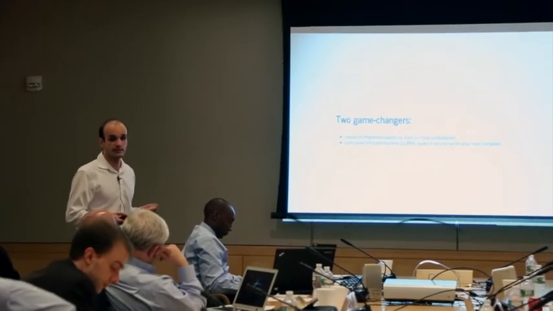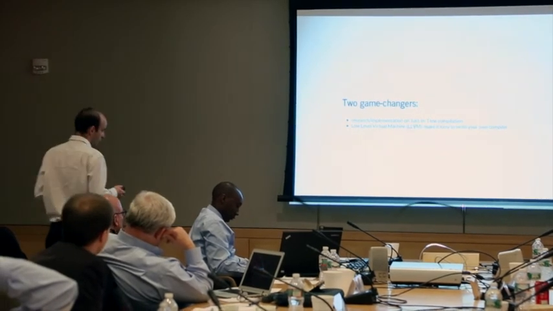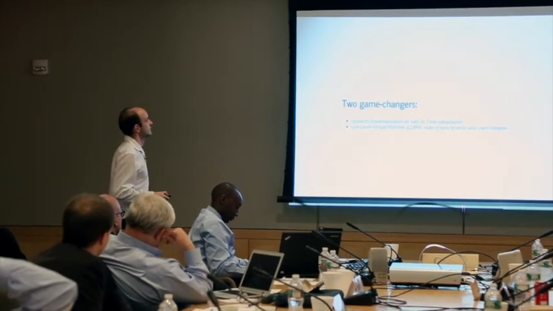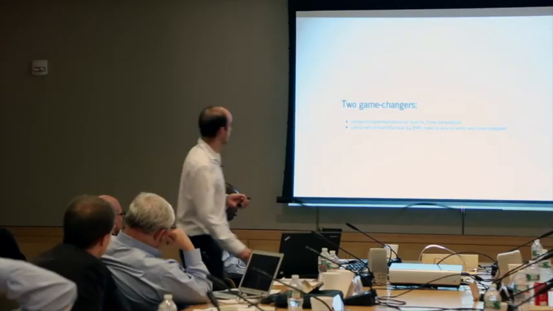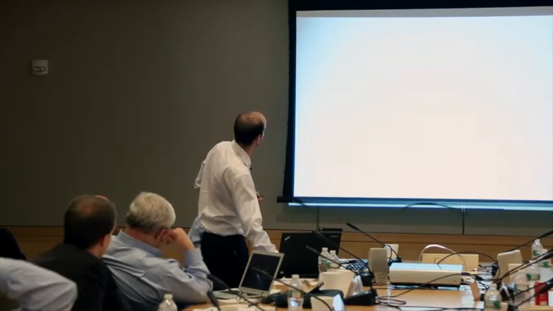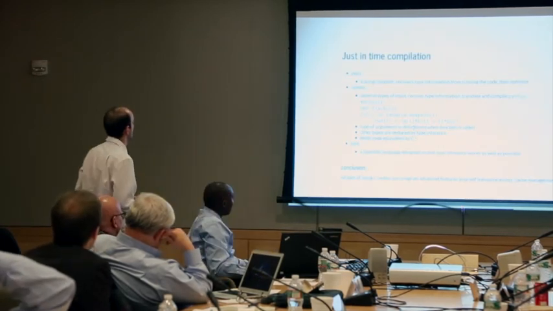Okay, so there have been two game changers in the computing landscape. I mean, at least in my computing landscape. The first one is these families of just-in-time compilers. The second one is the low-level virtual machine. I don't know if you have ever heard about this one, but what are just-in-time compilers?